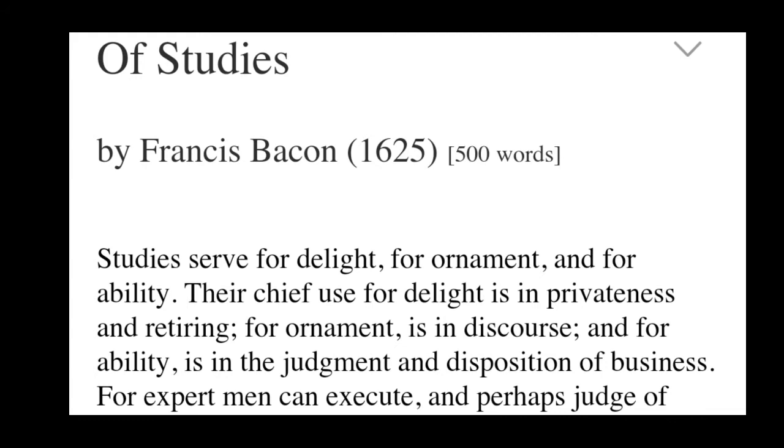फर्स्ट लाइन में बेकन कहते हैं कि स्टडीज़ का जो मेन यूज़ है वो डिलाइट में, ऑर्नामेंट में और योग्यता एबिलिटी में है. Now he says for delight, the chief use for delight is in privateness and retiring.